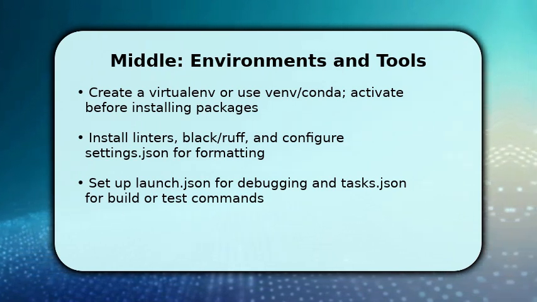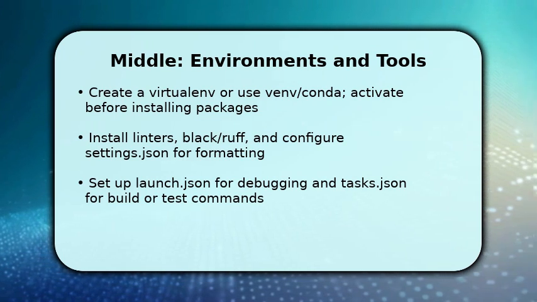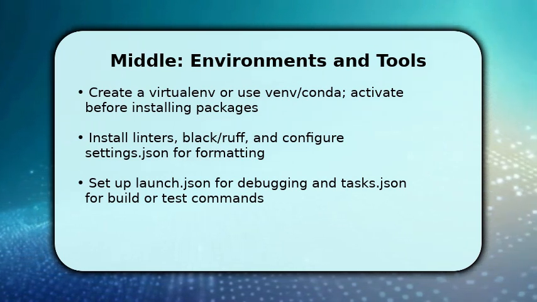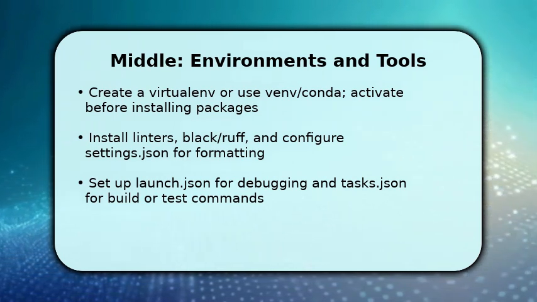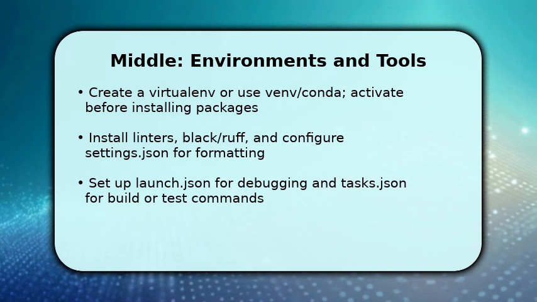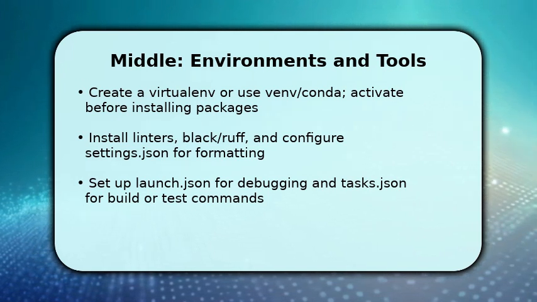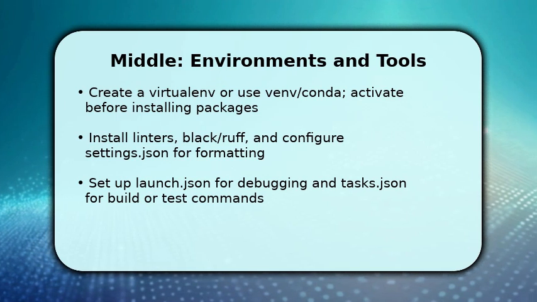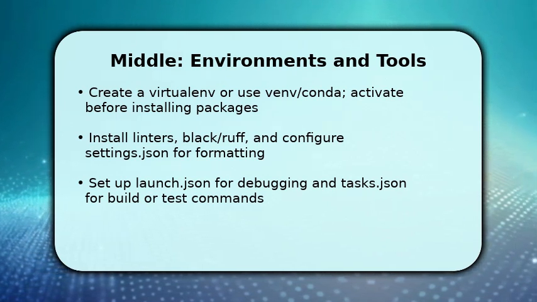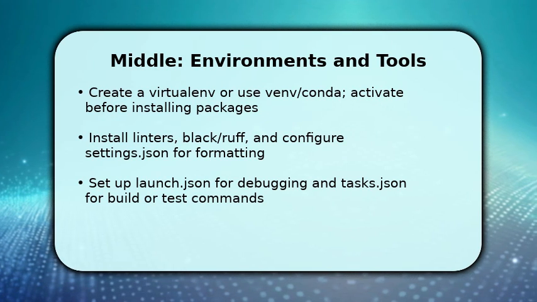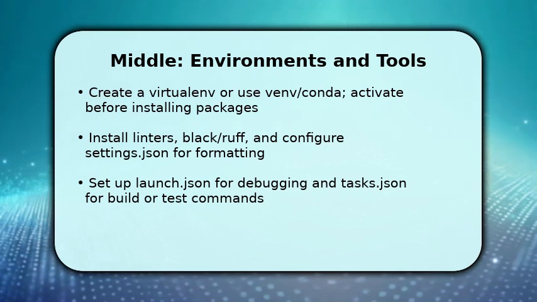Then install a linter and a formatter, and configure VS Code settings to run them on save so your code stays consistent. After that, create a launch configuration to debug scripts and a tasks file for repetitive commands. This automates testing and building. Doing these steps reduces friction and speeds development iteration.